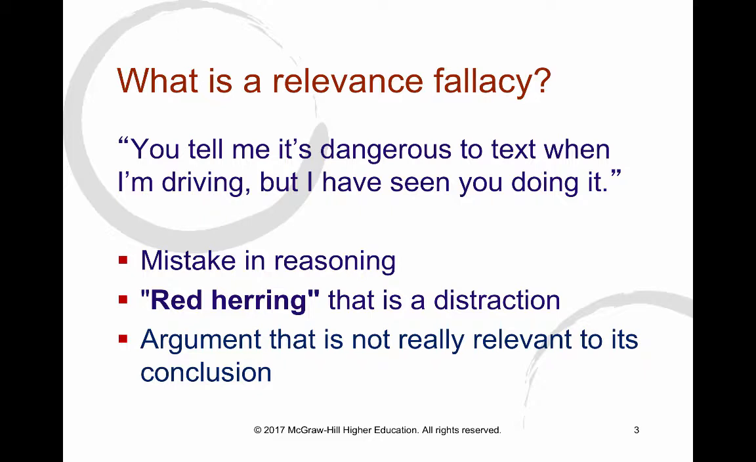This is a fallacy. This is what a fallacy looks like, but it's fallacious because its premise, I have seen you doing it, is not really relevant to whether texting and driving is dangerous. A person can know something is dangerous yet still do it. That doesn't mean the thing they're doing isn't dangerous. This is an example of a relevance fallacy. Even though the premise seems relevant and certainly may be persuasive, it simply isn't good evidence and doesn't support the conclusion. Another term for a relevance fallacy is red herring.